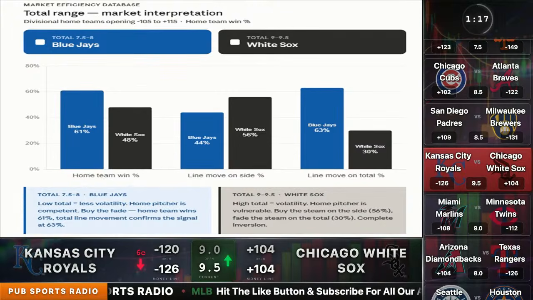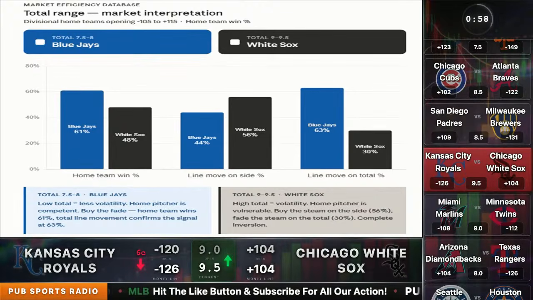Because of the low total, right? 7.5, 8. Blue Jays winning 61% of the time. You got a high total with the White Sox Royals, home teams winning 48% of the time. Line movement, the efficiency on the side is lower with the Blue Jays, higher with the Sox, and inverse on the total. And I think that this is how you would explain this type of graphic.